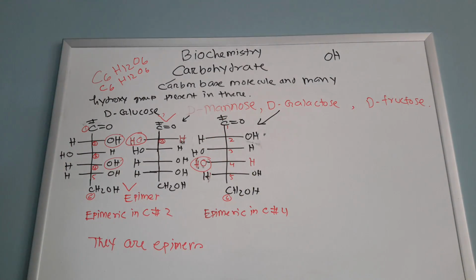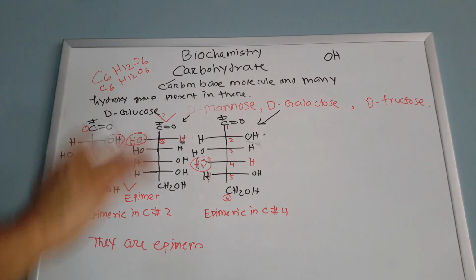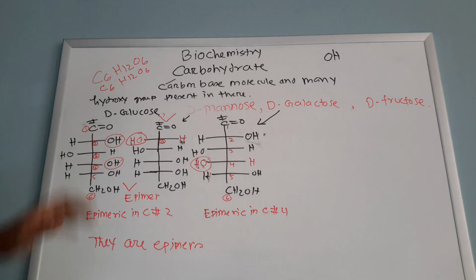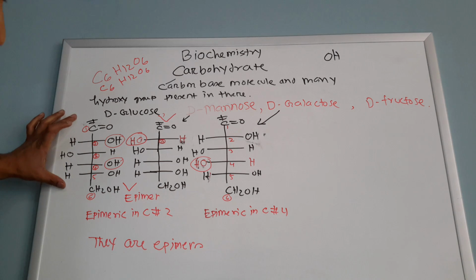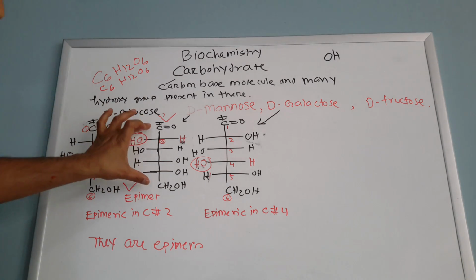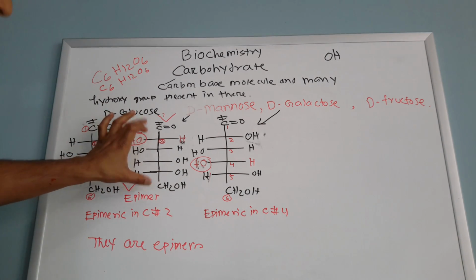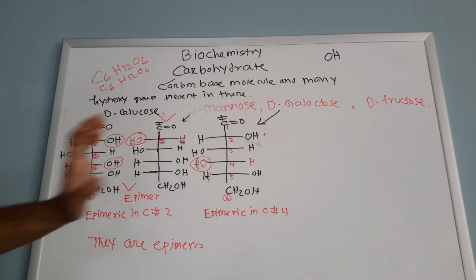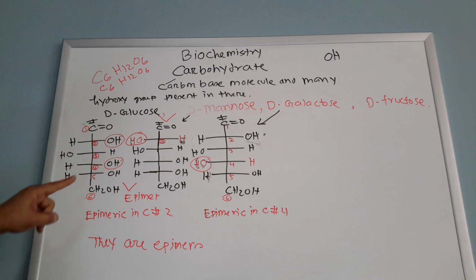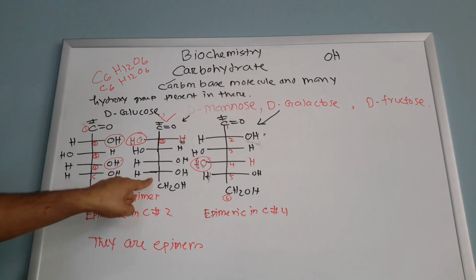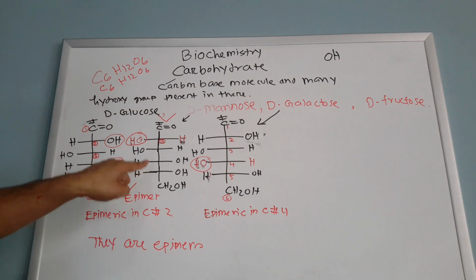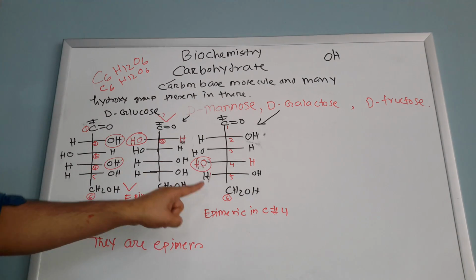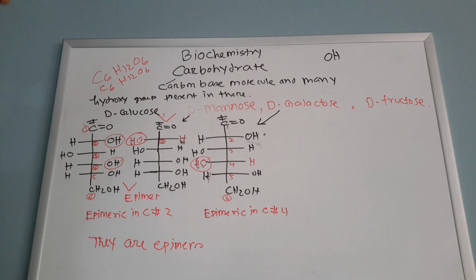And you know the differences between them, and you also learned the open chain form of D-glucose, the open chain form of D-mannose, and the open chain form of D-galactose. And what other things did you learn? You also learned how to draw the Fischer projection of D-glucose, D-mannose, and D-galactose.